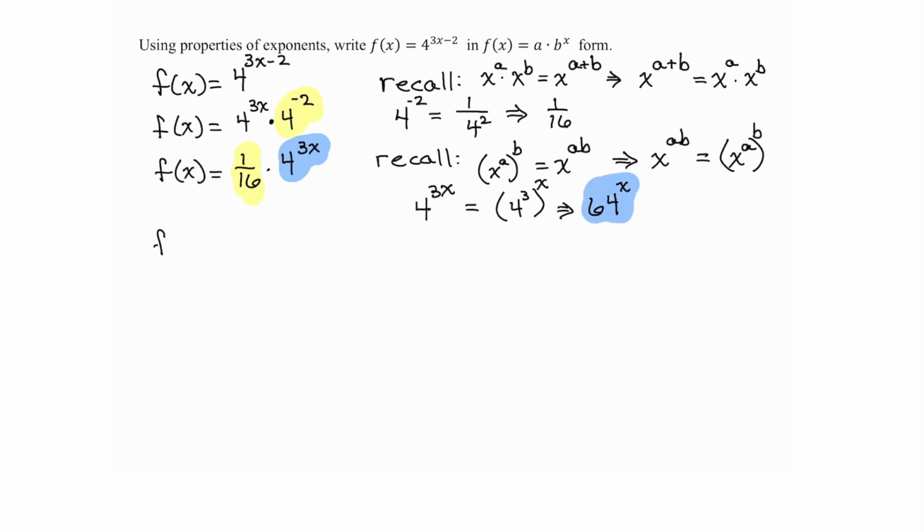So our function f of x can be written as 1 over 16 times 64 to the x to write it in that f of x is equal to a times b to the x form.